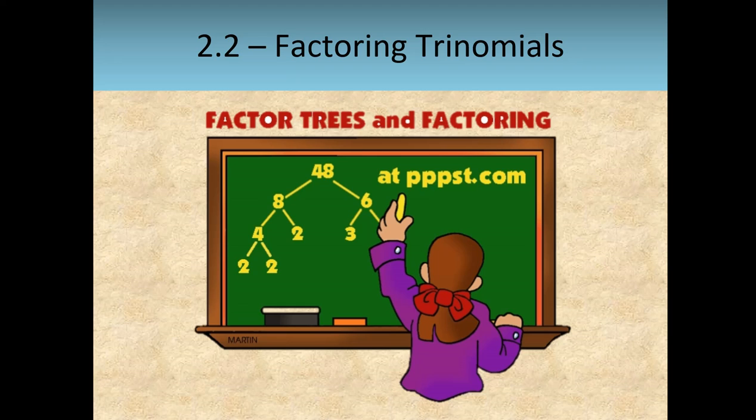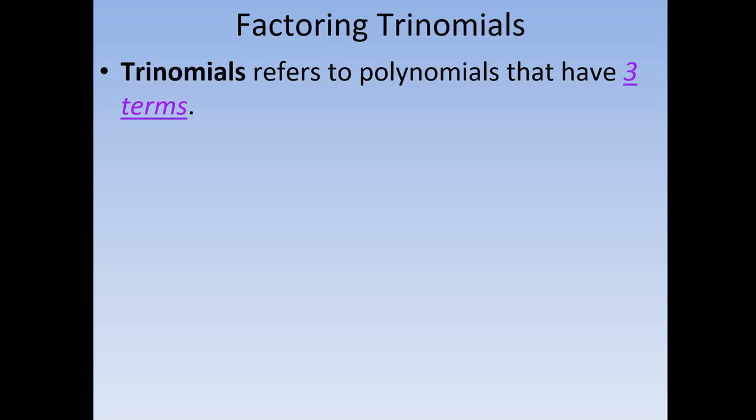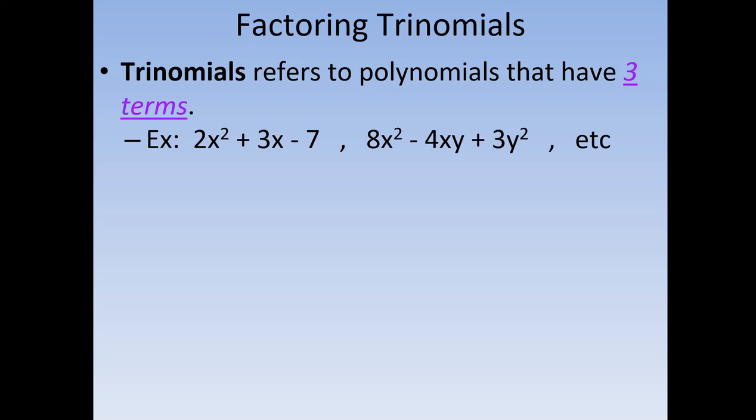Everyone. So we're going to continue our talks about factoring and breaking up these polynomials. In particular, we're going to focus on factoring trinomials. Remember, these are polynomials that have three terms. So something like 2x squared plus 3x minus 7, or 8x squared minus 4xy plus 3y squared. Those are all trinomials. They are three terms.